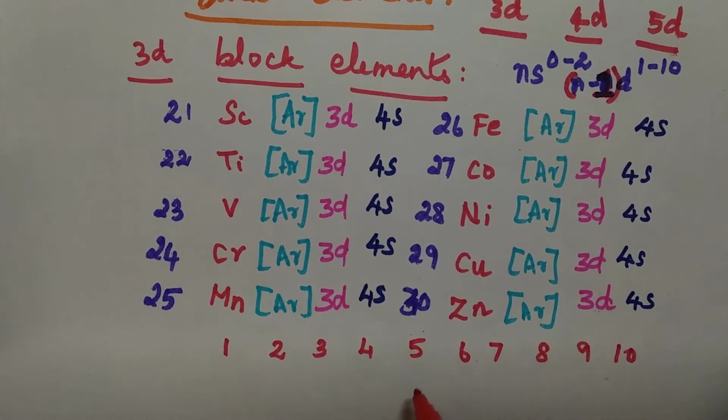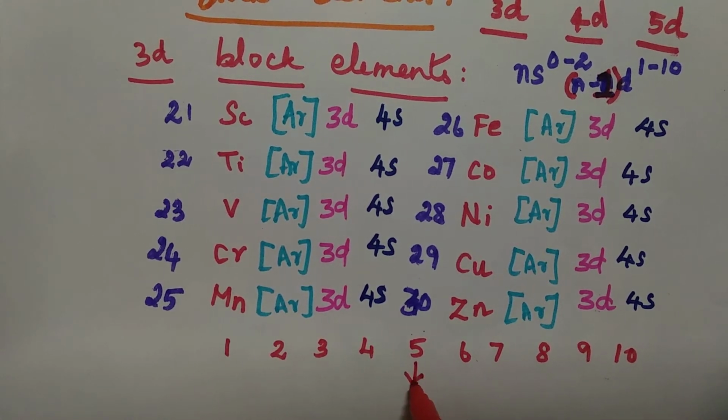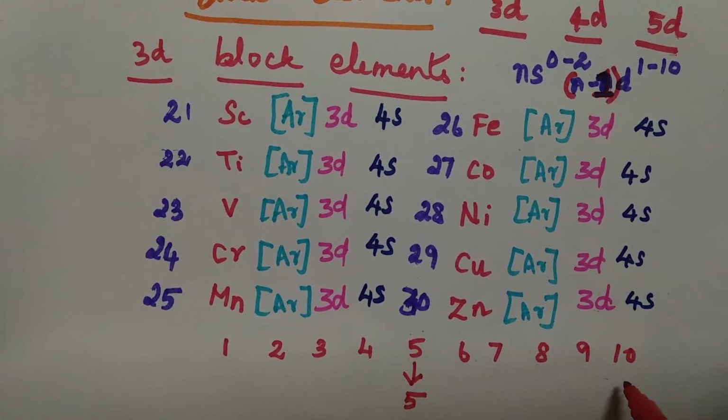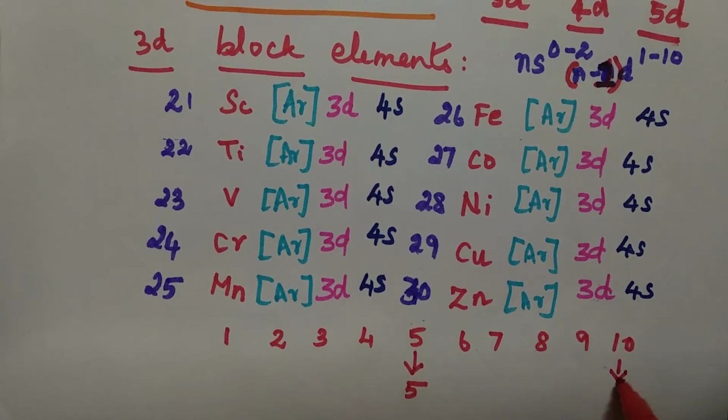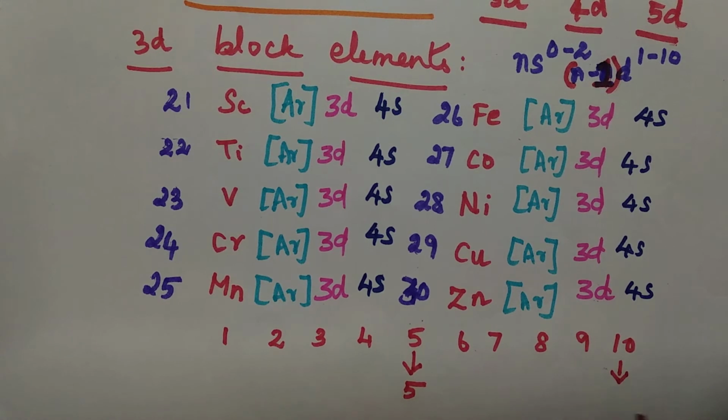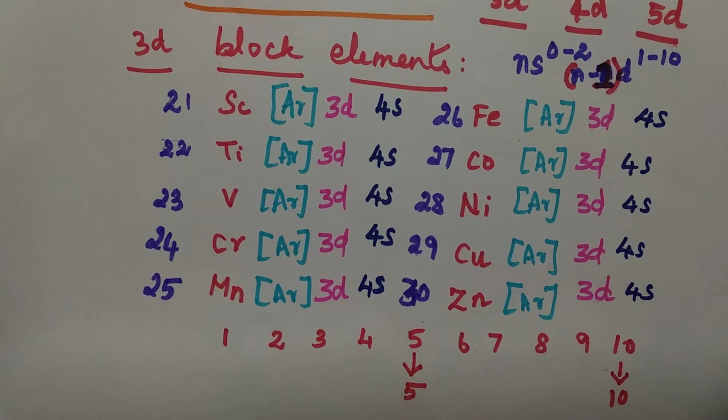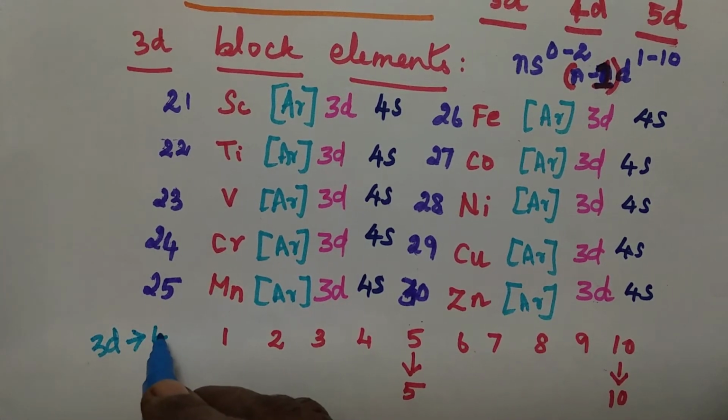Usually the 5th and 10th are half filled and fully filled, so there is no change. Write those as the number of electrons in the d shell, 5 and 10. For the remaining, what do we need to think over? For that 3d series, please forget the numbers 4 and 9.